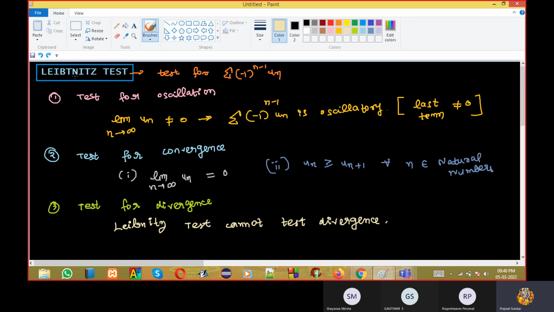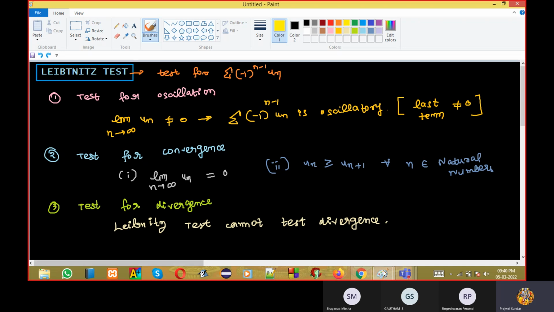I tried to check for divergence, but many websites mentioned that you can't use the Leibniz test for divergence. The Leibniz test is used when you can only conclude whether it's oscillatory or convergent. You cannot conclude whether it's divergent. Is it clear? You will not get any question on it also. Can I proceed? I'll do two questions, so it will definitely be clear. Don't worry.